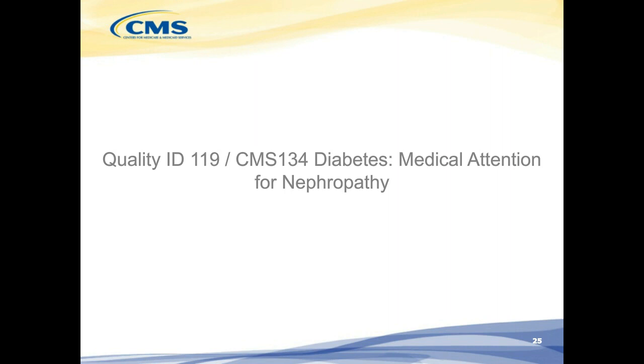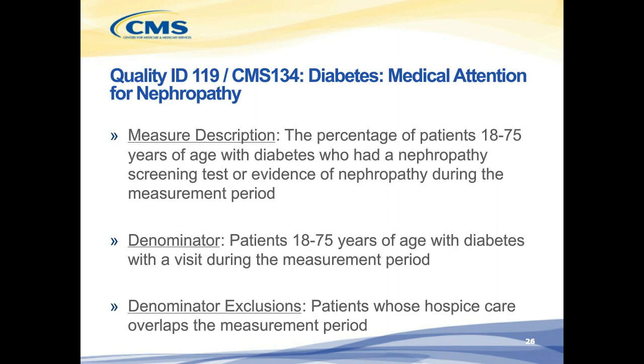This measure in particular is taking a very high-level look at whether or not patients with diabetes are having their kidney health addressed. And so we look for a variety of things during the measurement year. And again, we'll get into that as we dive into the measure components. So our measure description is the percentage of patients 18 to 75 with diabetes who had a nephropathy screening test or evidence of nephropathy during the measurement period.